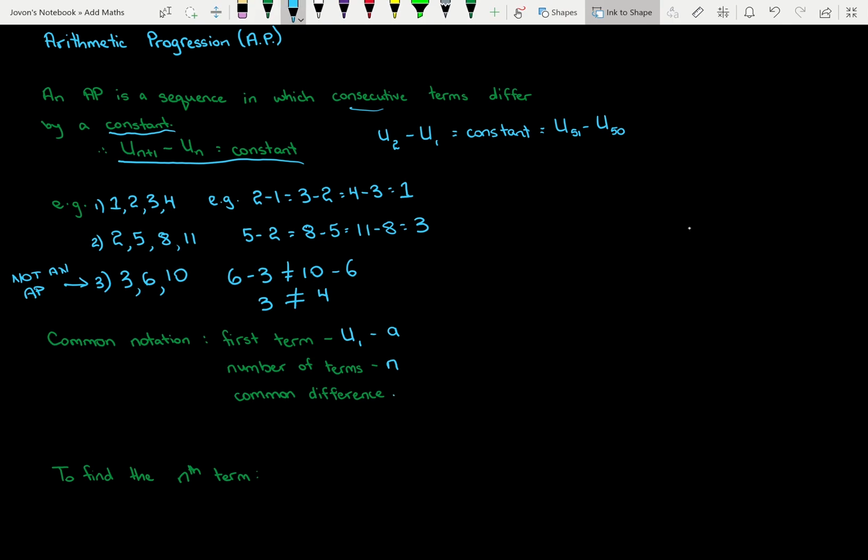And the common difference is this constant. The constant that we mentioned before is the common difference. So in this case, the common difference was 1. Here, the common difference was 3. And we say it's called a common difference because each consecutive term minus the term before it should always give you the same value. And we assign this the letter D.